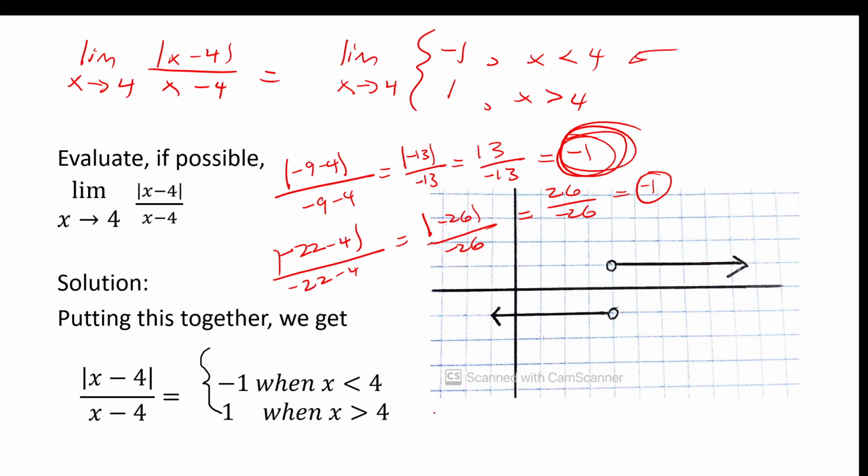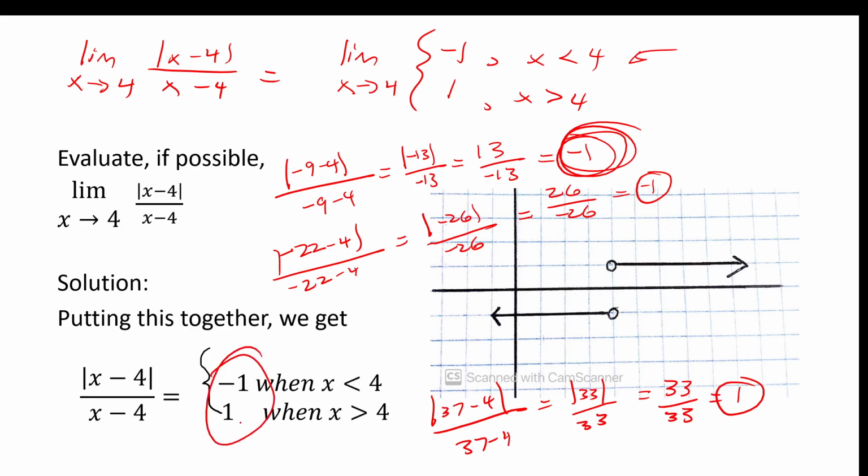Let x equal 37. So the absolute value of 37 minus 4 over 37 minus 4 is the same as the absolute value of 33 over 33. Well, the absolute value of 33 is 33, so we get 33 over 33, which is 1. Okay? So no matter what value you pick that's greater than 4, you're going to get a value of 1. So hopefully, what I've done is enough, until you get used to these ideas, to at least convince you that that is actually an accurate description of the function.